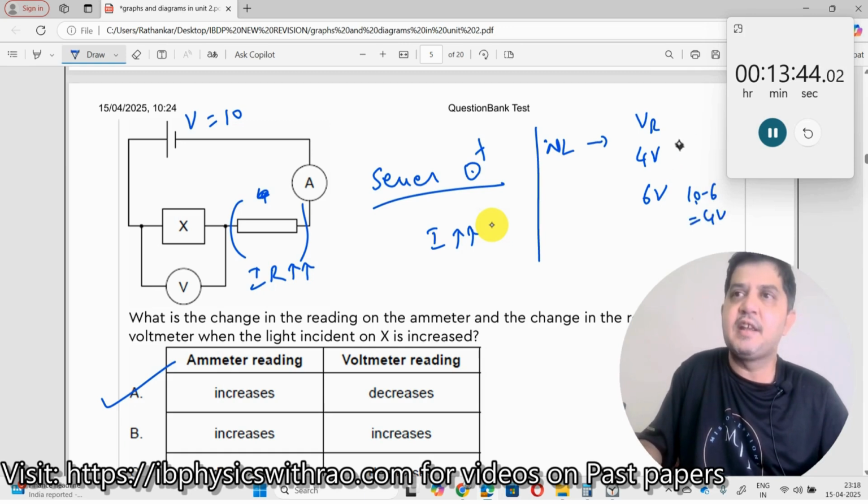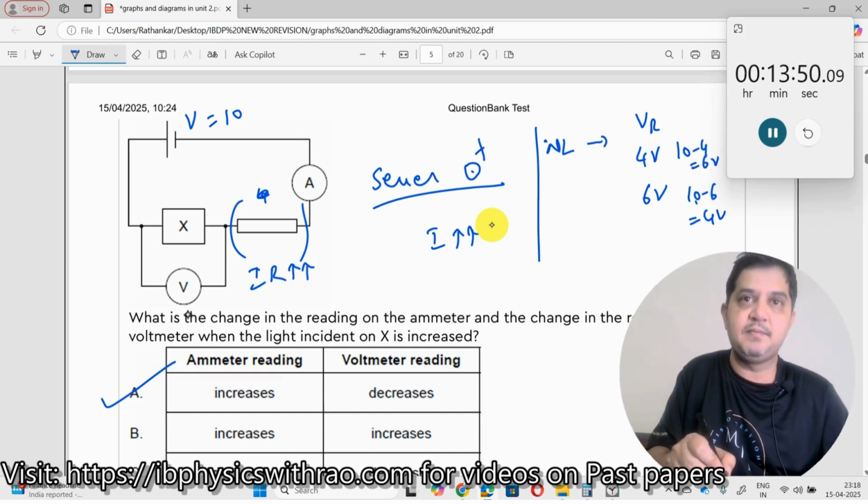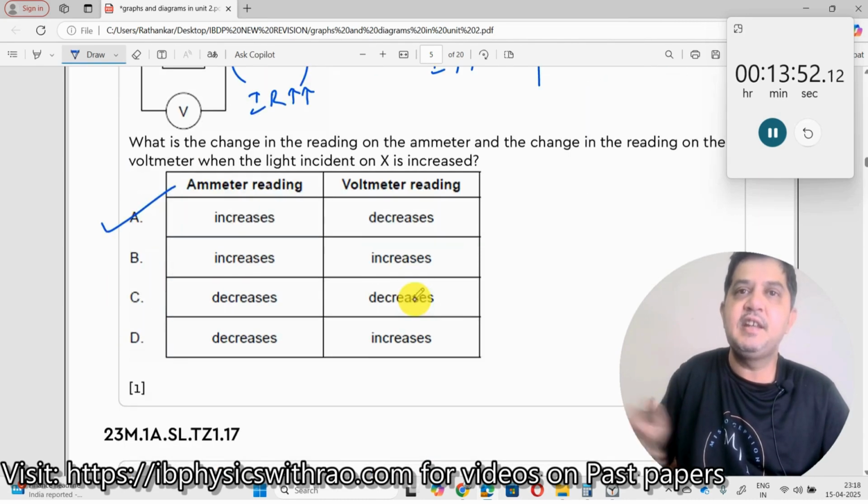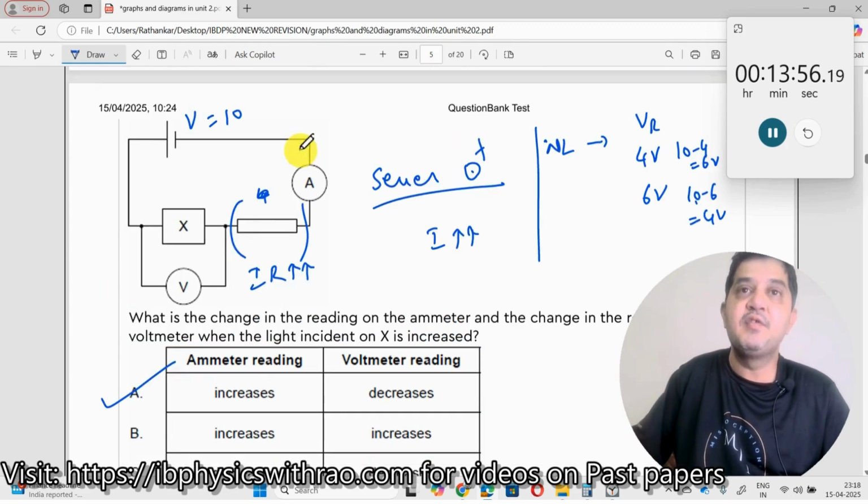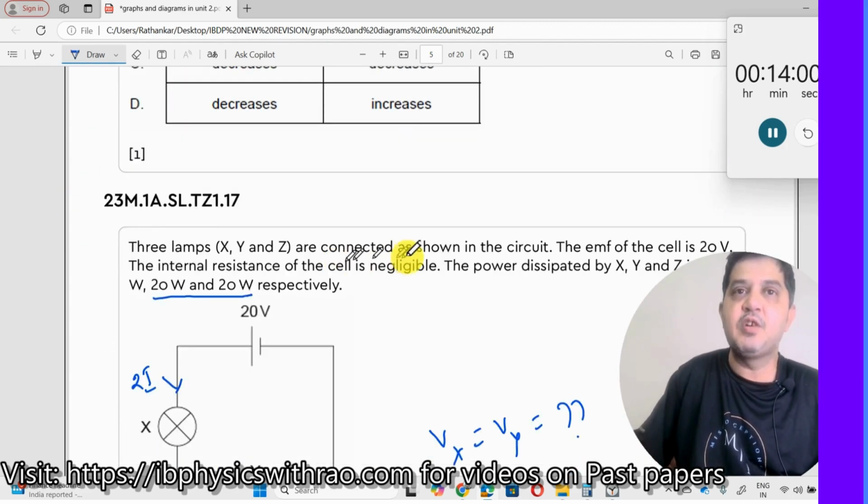Earlier, what was it recording? It was recording 10 minus 4, which is 6 volt, which means what? The voltmeter is now seeing a reduction in the voltage, right? So what should we see? Current increases, voltage decreases. Where did I get this idea from? I should understand how the circuit performs, right? Okay, let us move on to the next one.